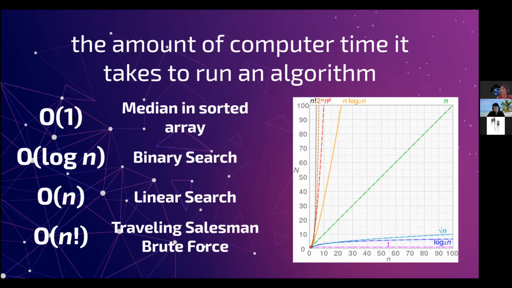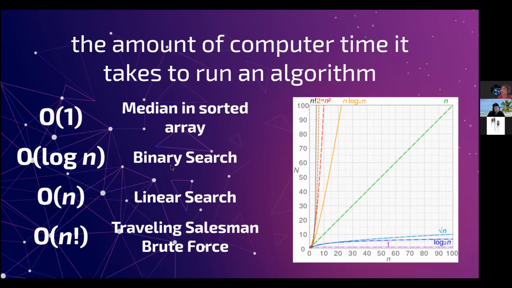So O(1) is the optimal case, where no matter how big the data set, it always takes the exact same amount of time. One example of that would be the median in a sorted array. That's just the middle number. No matter how big your array is, it's going to take relatively the same amount of time to find the middle number in a sorted array, right? You just get the index of the entire length divided by 2, that's the middle. So no matter how big it is, it's going to be very quick and pretty much the same amount of time.